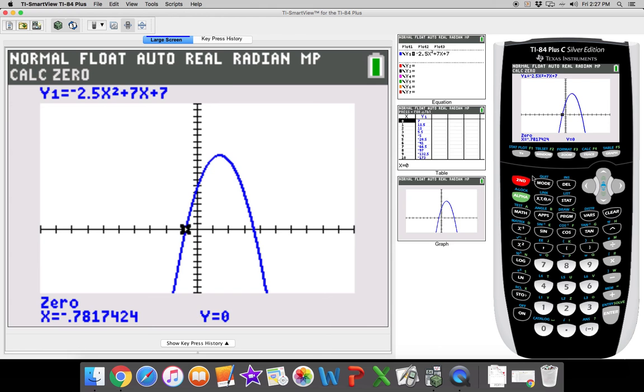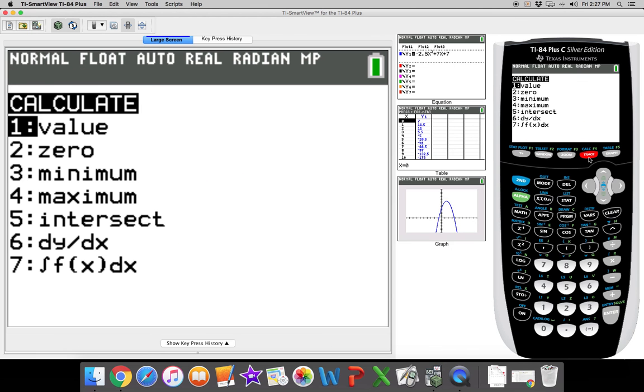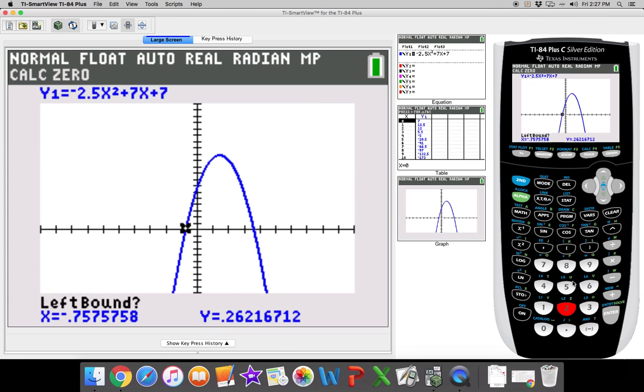So I'm going to hit second, trace. So I'm just repeating the process. I'm going to go down to my 0. But this time I'm actually looking for this one on the right-hand side. So I'm going to move my left bound over. I don't really have to because it is already on the left bound. So I'm going to hit enter.